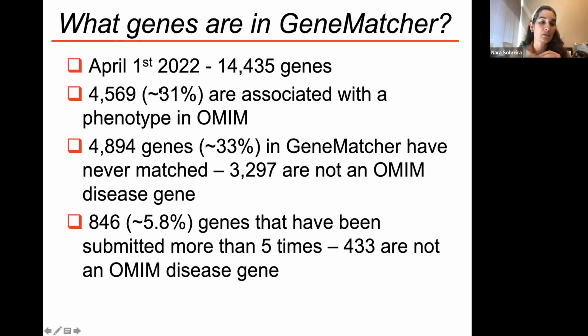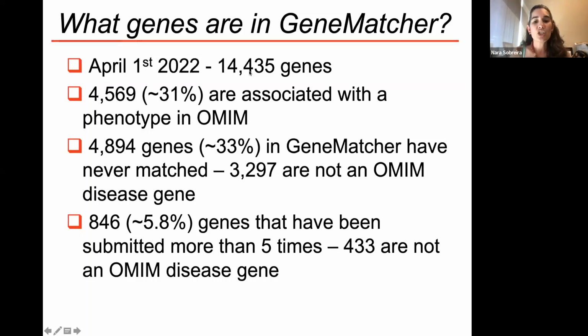So that is not the primary function of GeneMatcher. Like I said, we hope to find a novel disease associated with a gene that was not known to be a disease gene, but some people still use it. 31% of the genes in GeneMatcher are already associated with a Mendelian phenotype.